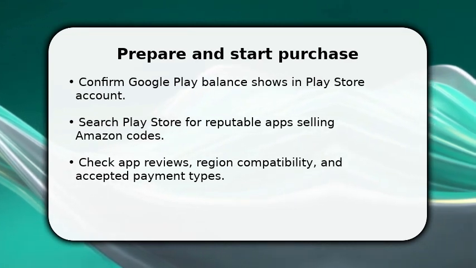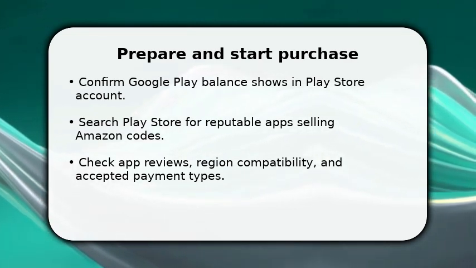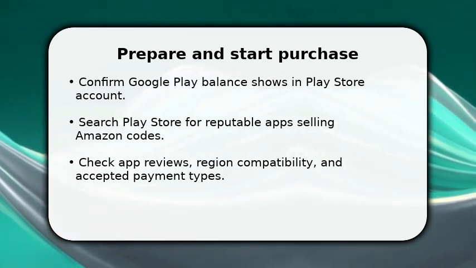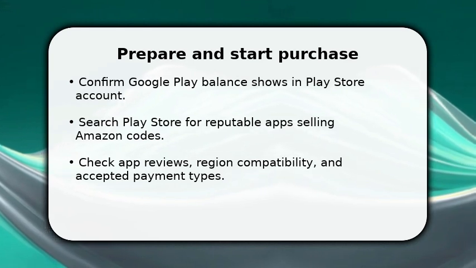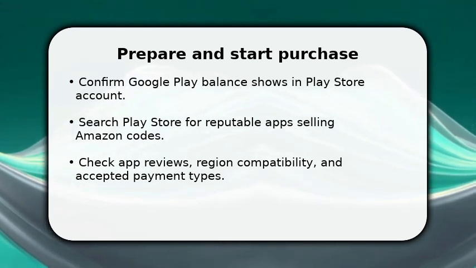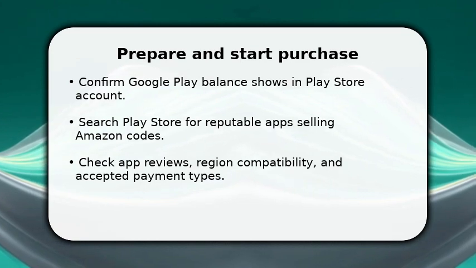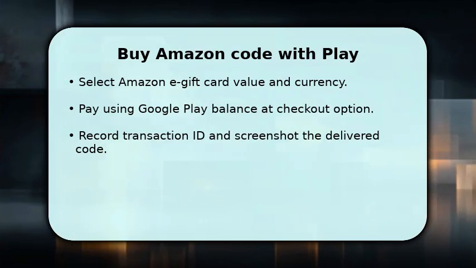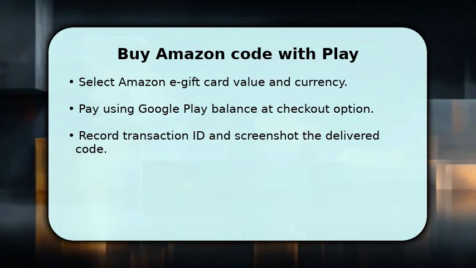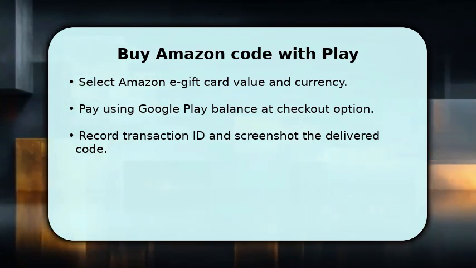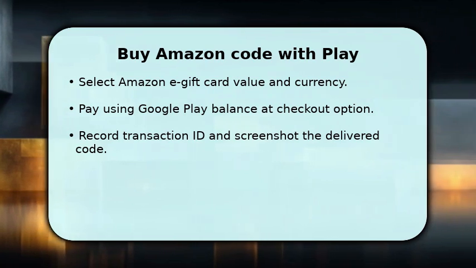Tap Install, open the app, and create any required account quickly so you can proceed to buying an Amazon gift code using your Play balance. Once the app is ready, pick the exact Amazon e-gift card denomination and confirm the currency matches your Amazon account. At checkout, choose Google Play Balance as the payment method.